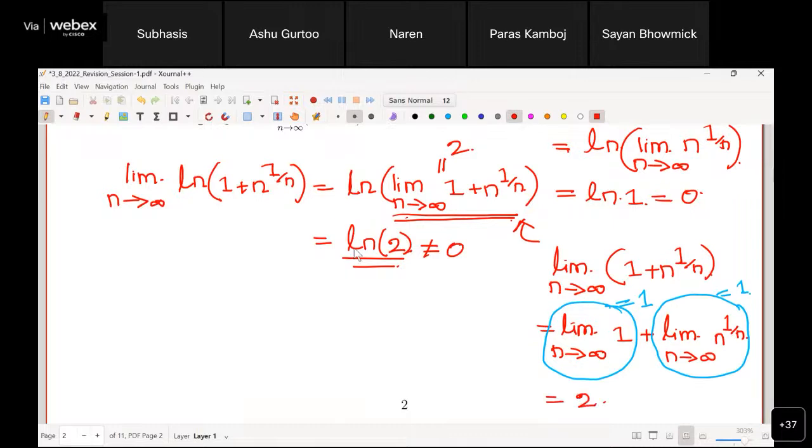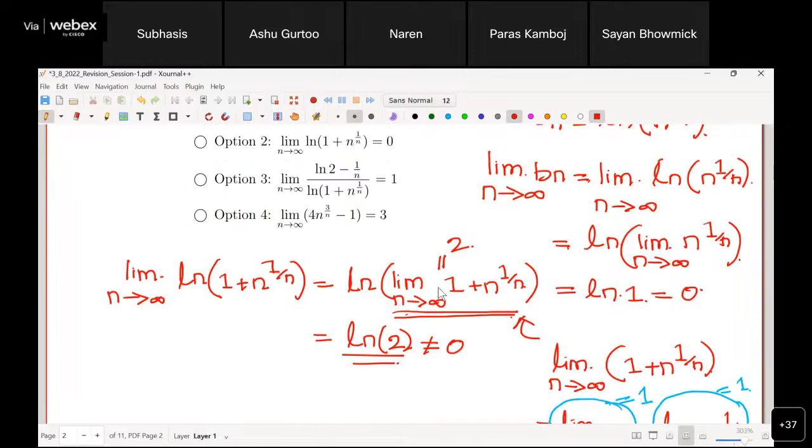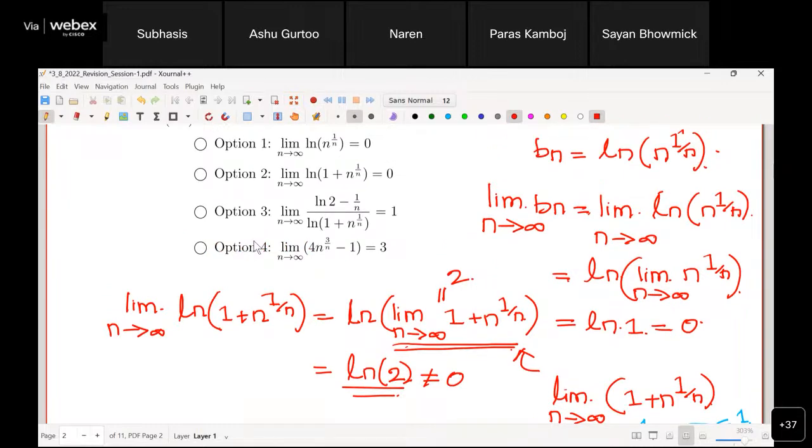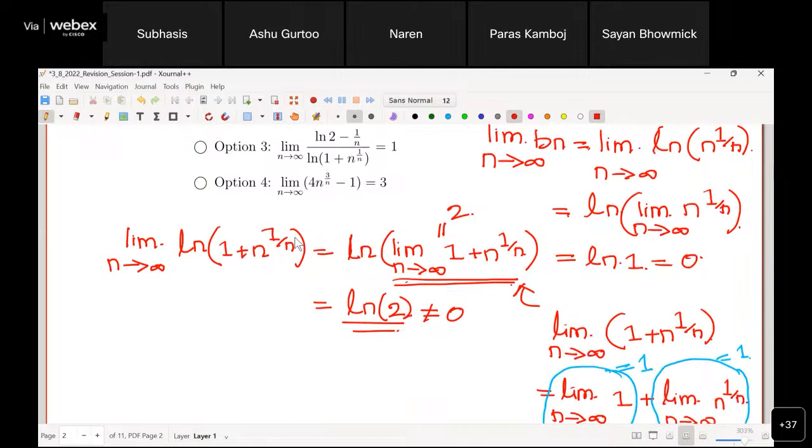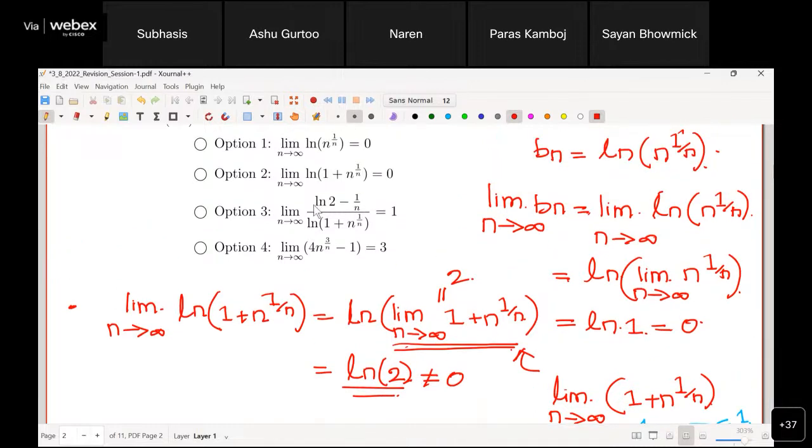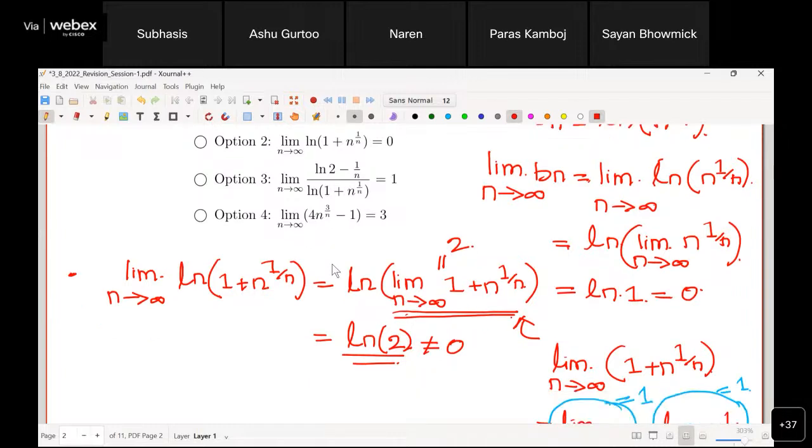Okay, so for option 2, certainly it's incorrect. Similarly, I can do the same thing for option 3 as well. You can try option 3. Let me do it maybe, because it's basically some other form of whatever we have done in option 1 and option 2. So what about option 4?